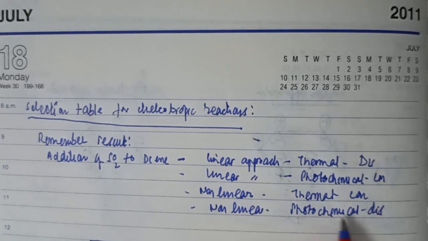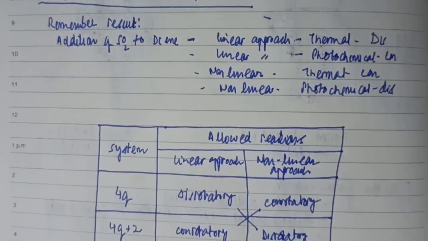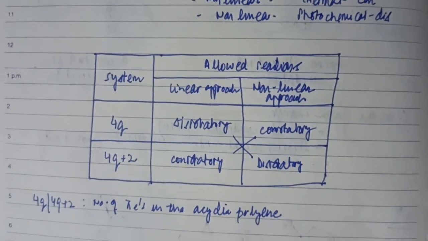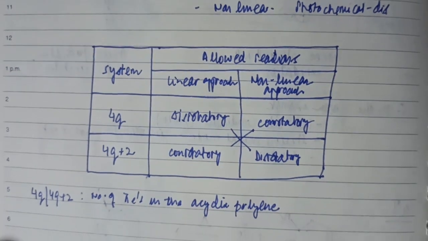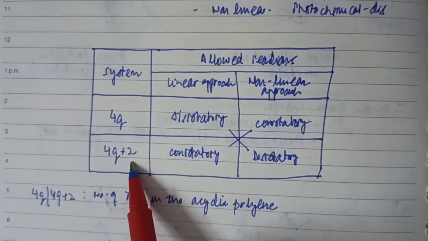Non-linear approach under photochemical conditions was allowed with disrotation. Therefore, I can create a selection table here. And how can I create a selection table? That is easy. First of all, I'll talk about a system. There are two kinds of system, 4q and 4q plus 2 pi system.